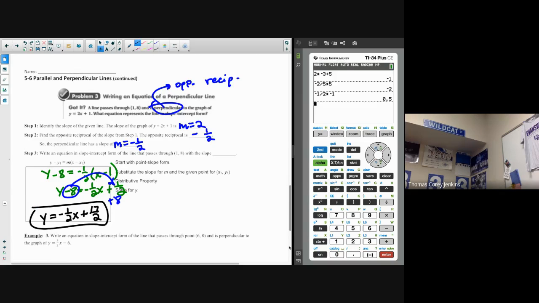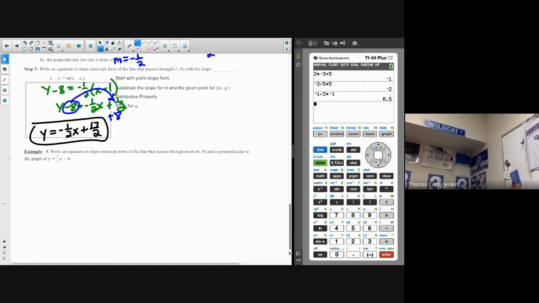Okay? So then your last one here. Write the slope-intercept form, so we know y equals. Line that passes through (6, 0), perpendicular to y equals 3/2 x minus 6. So if m is 3 over 2, then we want the opposite reciprocal. Okay, so what would that be?